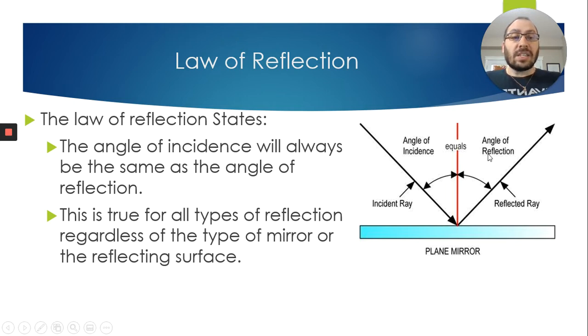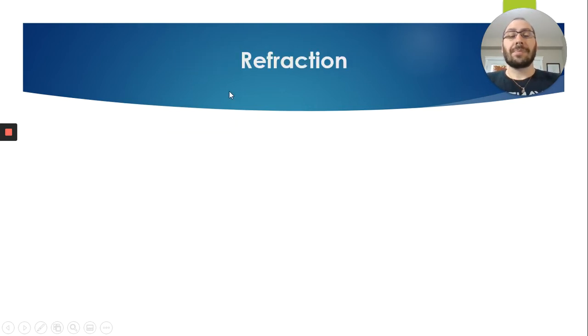The angle of incidence is always the same as the angle of reflection. Now, we remember from the diffuse reflection, the rays bounce all over the place. They're going left, right, up, down. But you have to remember that the angle of incidence is always measured relative to the normal. So even though it's bouncing all over the place, because it's relative to the normal, the angle of incidence will always equal the angle of reflection. That's a scientific law.